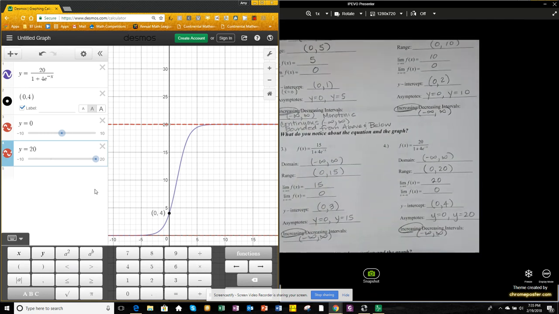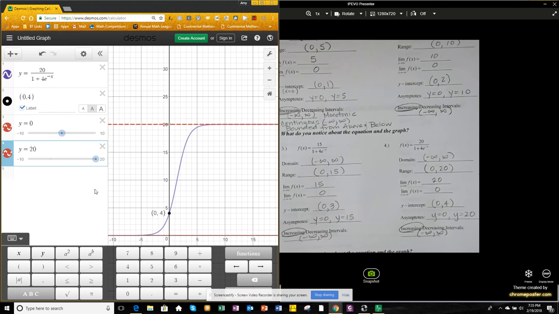And we notice that the numerator is one of the asymptotes.